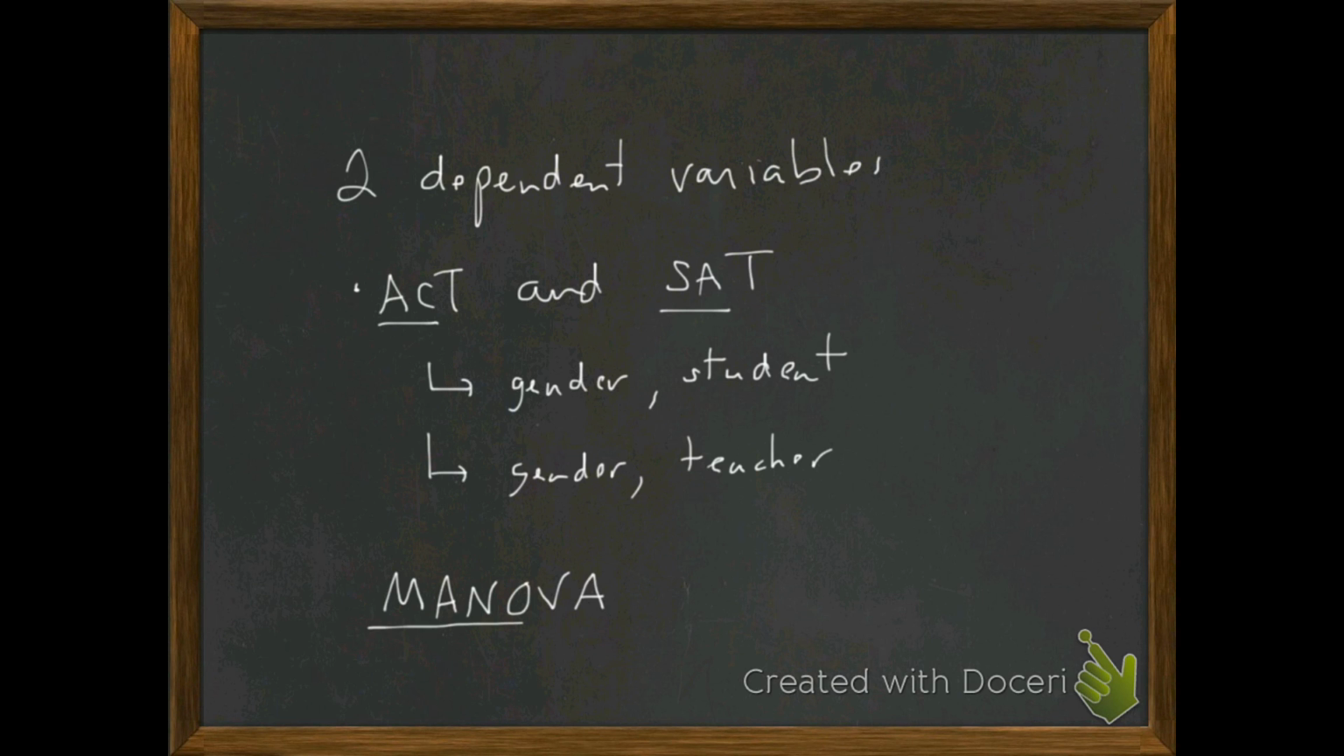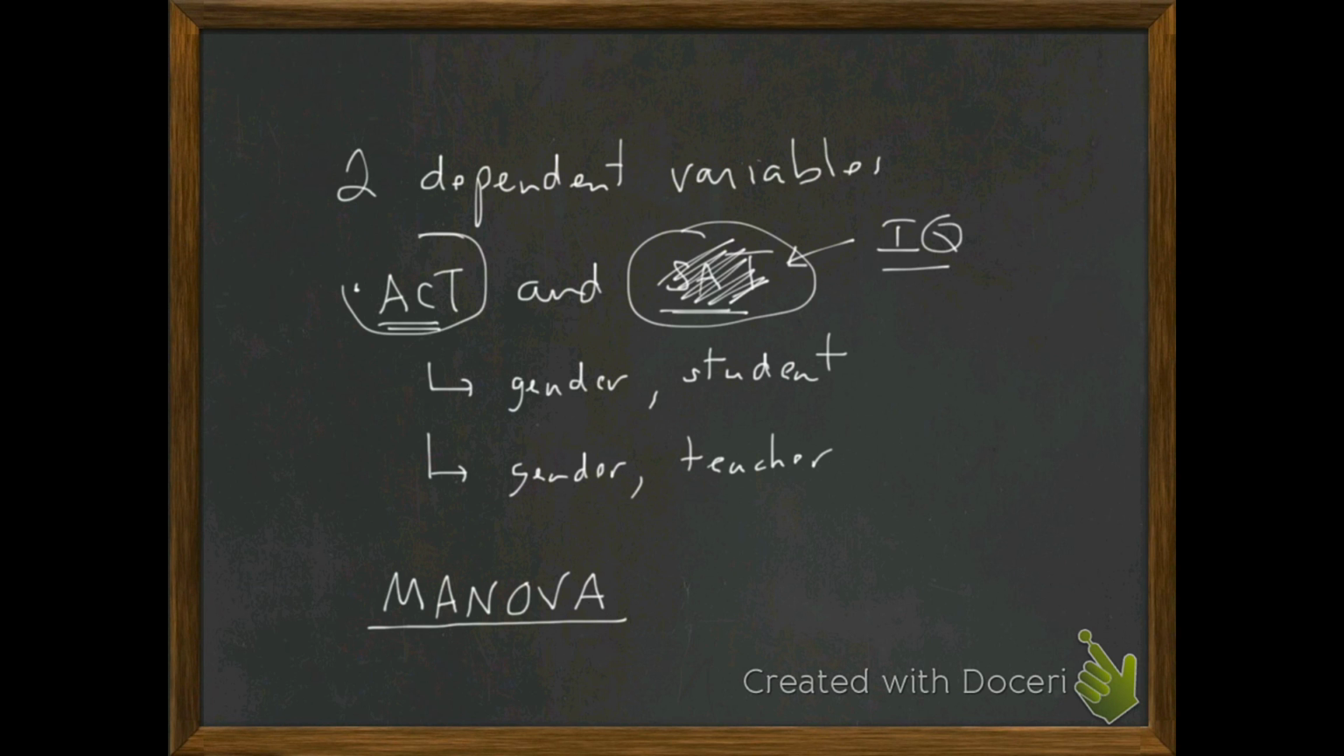We implement MANOVA designs when we have two dependent variables that are highly correlated. Now, if we've got two dependent variables like ACT and maybe, who knows, let's say IQ, and we run analysis on IQ and ACT and find no correlation, then we could run two ANOVAs. But if we have two measurements that are highly correlated, we have to control for that relationship and run what's called a MANOVA.